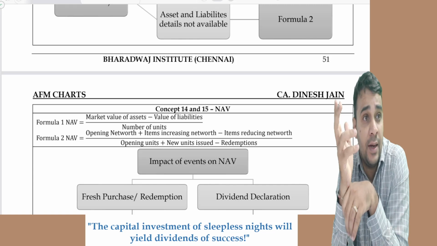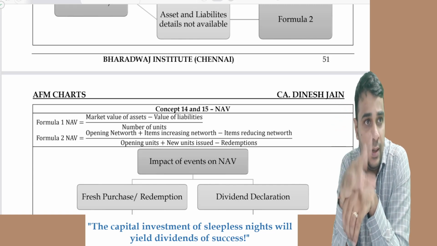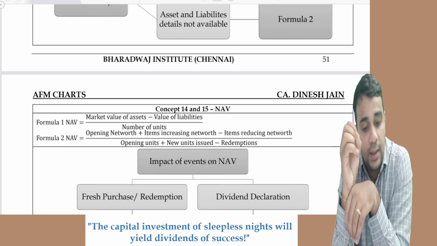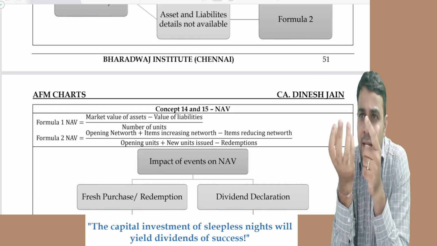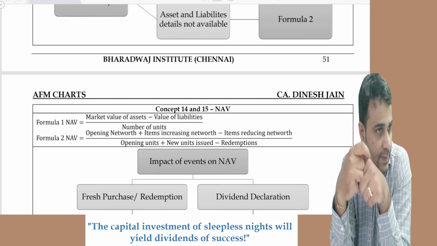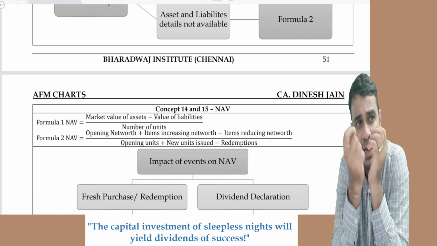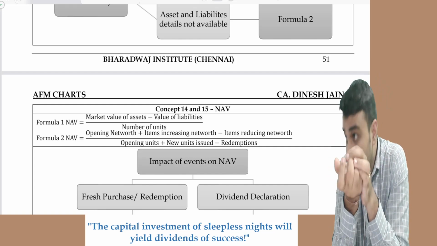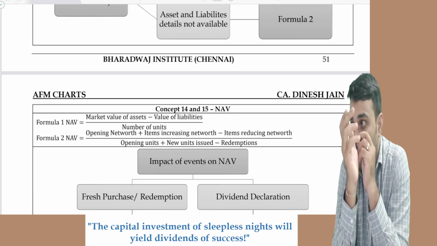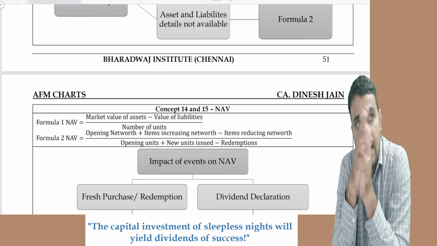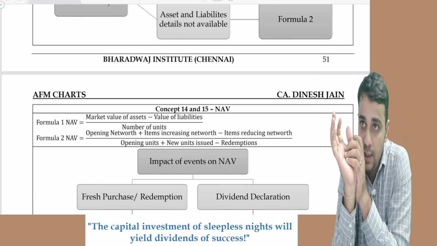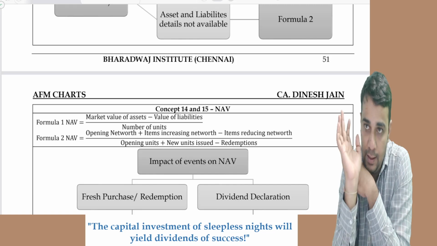What are the items which can increase net worth? It is there in the concept book in detail. Here only a summary is there. Any income, any capital gain, any inflow of money, all this will increase my net worth. What can decrease it? Any expenses, dividends paid by the mutual fund, any outflow of money. Inflow of money added, outflow of money deducted, divide by opening units, add extra units, deduct the units redeemed, and you will calculate the NAV.